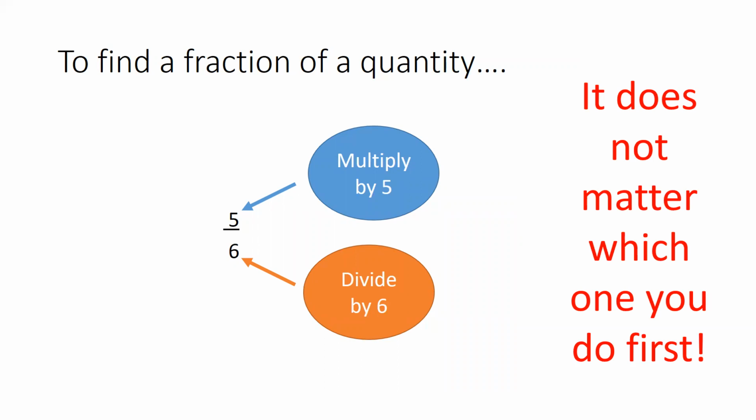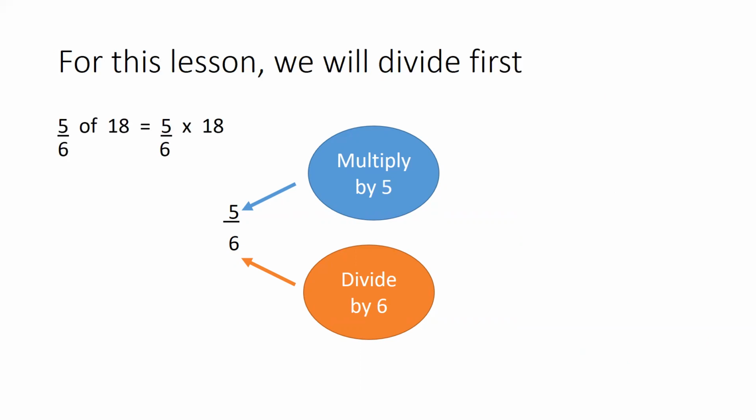It does not matter which one you do first. So for me, I prefer to make things as simple as possible. So if I can divide first and make my numbers smaller, that is what I will do. In this lesson, we will be dividing first. So we're finding 5/6 of 18.